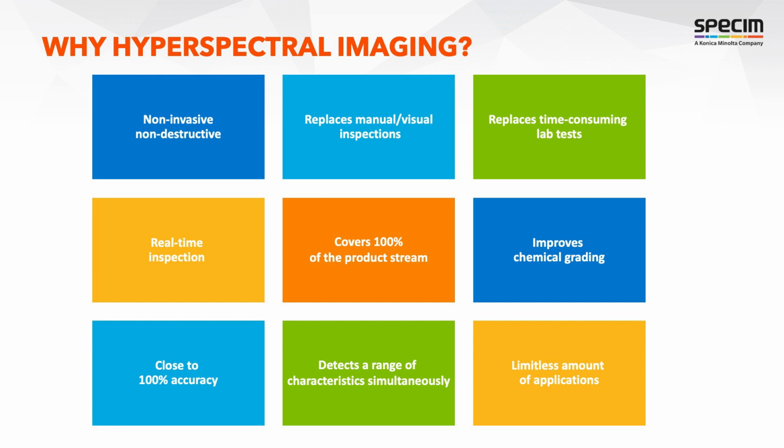Cover 100% of the product stream, meaning that you don't need to take something and measure it offline or at line, as we say. So it's here like 100% inspection. It improves chemical grading. If you think about the food industry, you can really make an accurate mapping of the different properties of your food, the salt, the sugar, and so on.